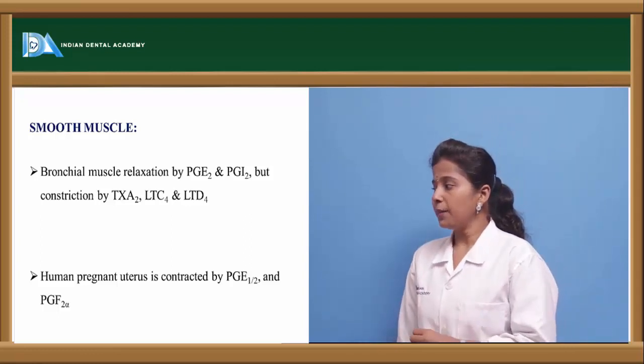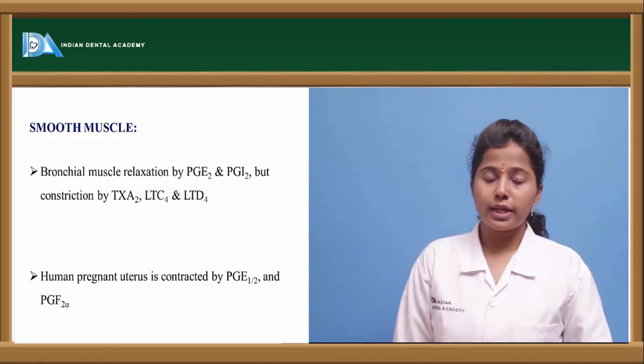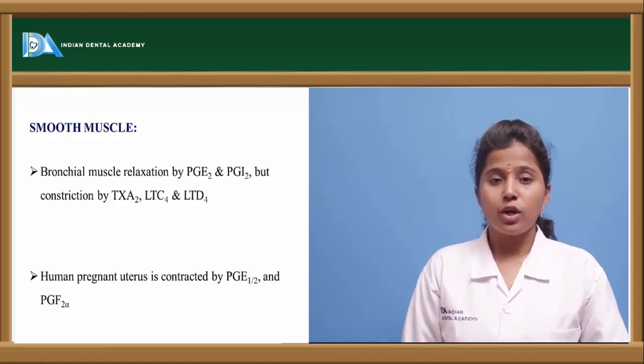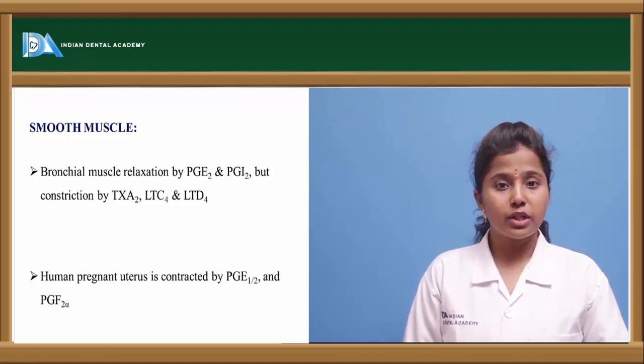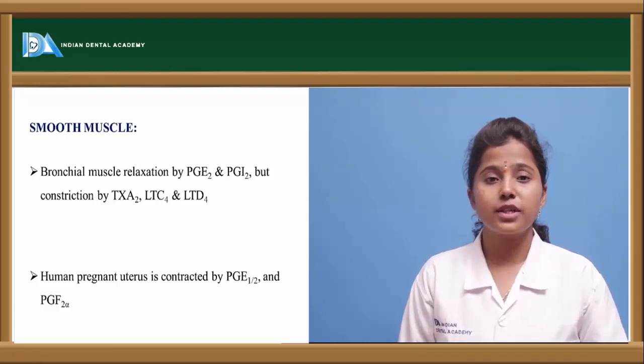And the human pregnant uterus is also contracted because of the PGE2. So there are a few of the prostaglandins which cause constriction of the uterine muscle.